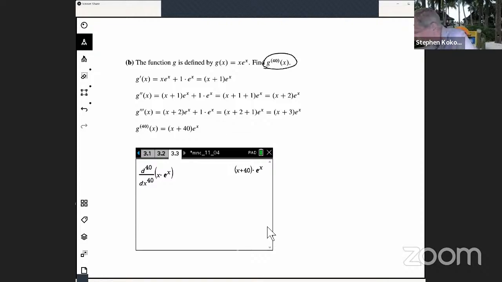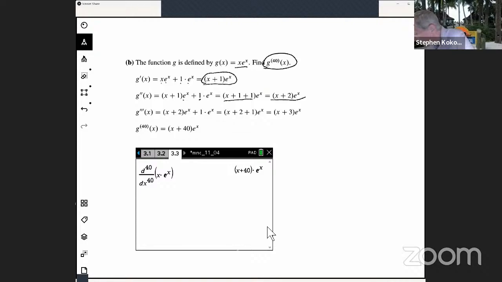If I take the first derivative of this expression, I've got to use the product rule. First times the derivative of the second, plus the derivative of the first times the second, and a little bit of simplification. That looks interesting. X plus 1 times e to the x. G double prime: first times the derivative of the second plus the derivative of the first, which is just 1, and a little bit of factoring and simplification.